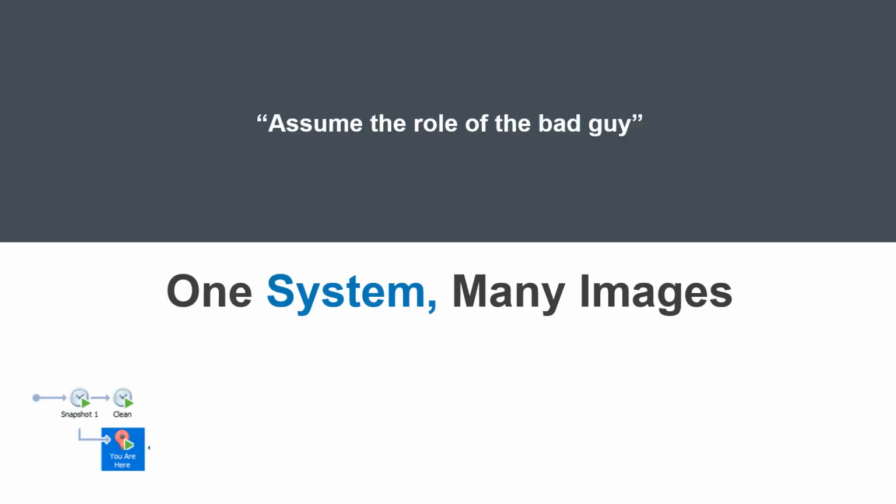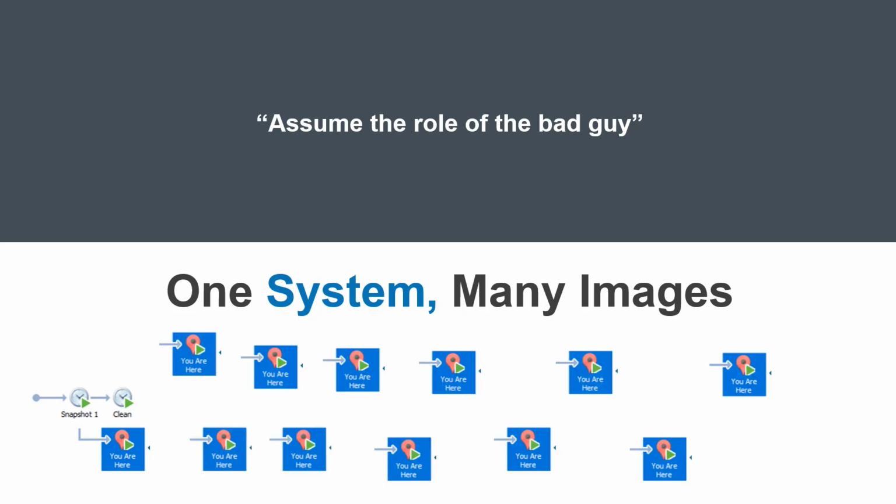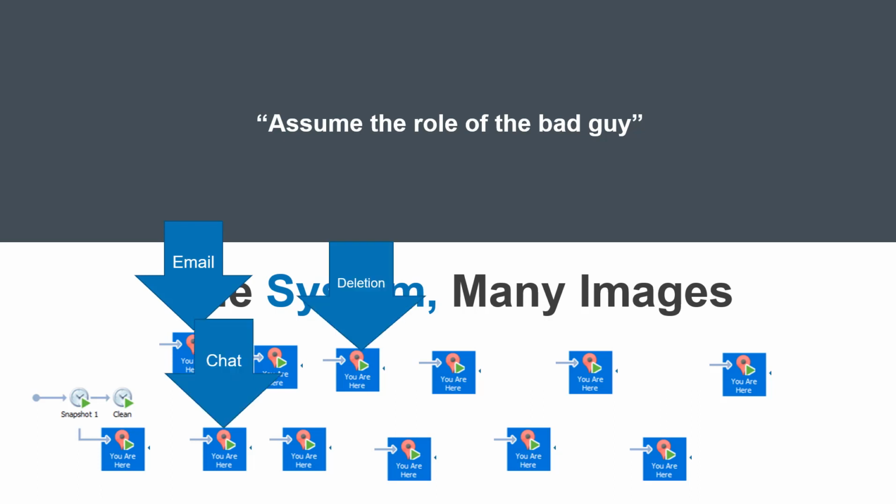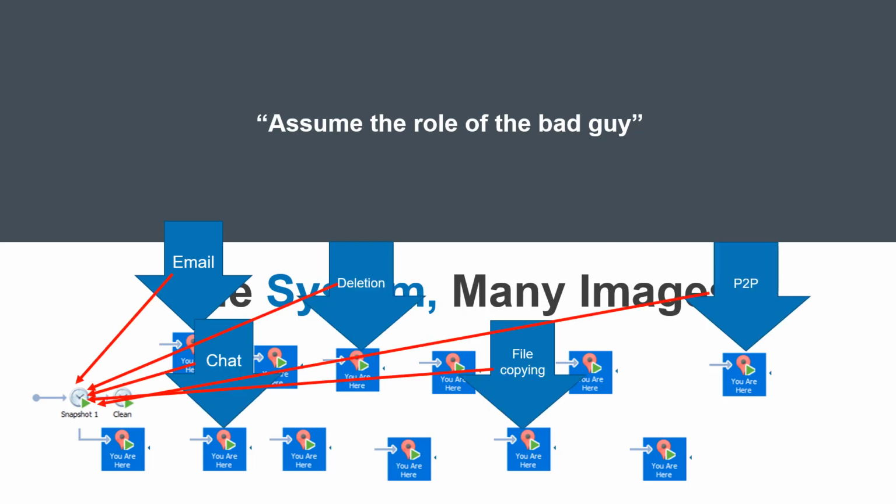So what that means is I can create the one virtual machine, and I can create many images from that virtual machine from the snapshots. And when I say assuming the role of the bad guy, what that means is I'm going to create an image based on what I need. So from that one snapshot, or that one original virtual machine, I can have so many different types of images. Again, one for email, chat, deletion, file copying, file sharing, and they all come back to that original snapshot.